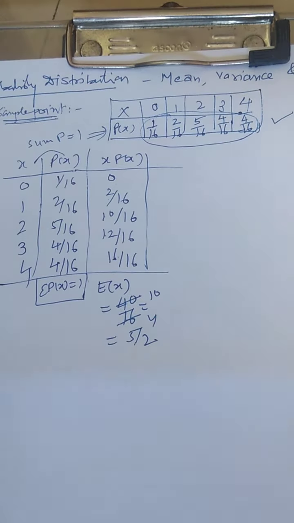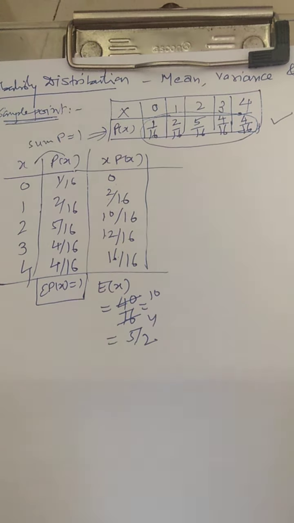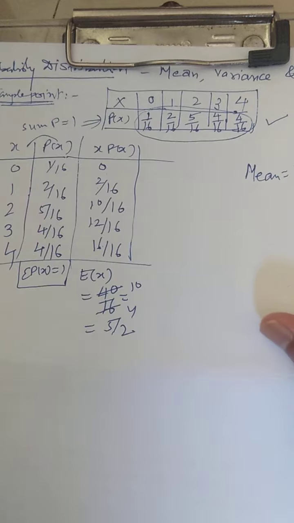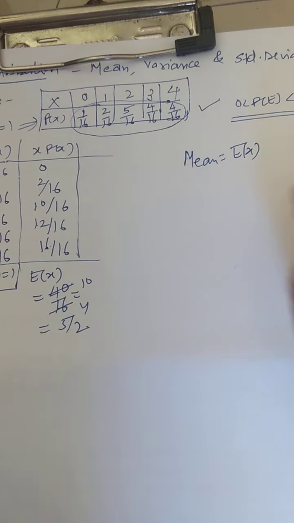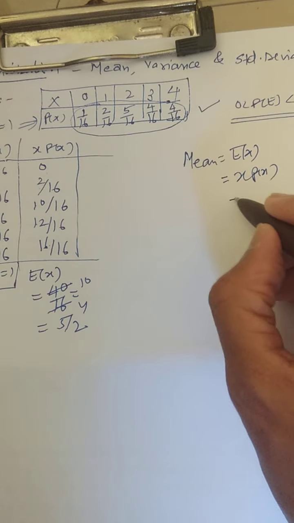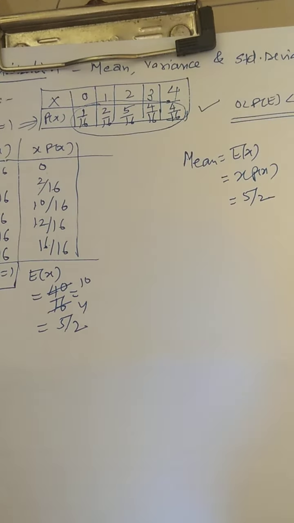So for this particular problem, mean is given by the formula E of x. Mean is nothing but E of x, and E of x is nothing but the sum of x px. So your answer for mean is nothing but 5 by 2.